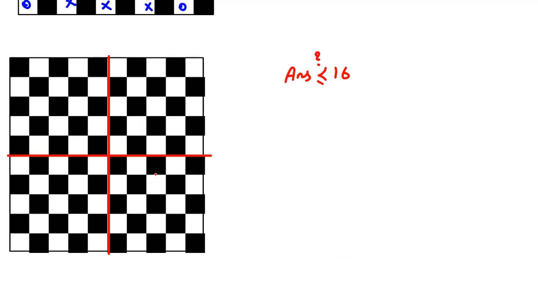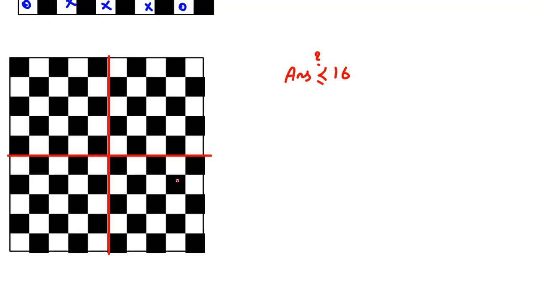If we prove in each part how many we can place at most, we can say the answer is at most 16. If we can prove we can place at most 4, so let's see here. We should prove in each part we have at most 2 in white cells, and also at most 2 in black cells. In general, at most 4.